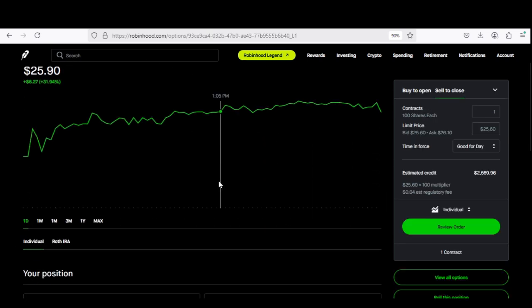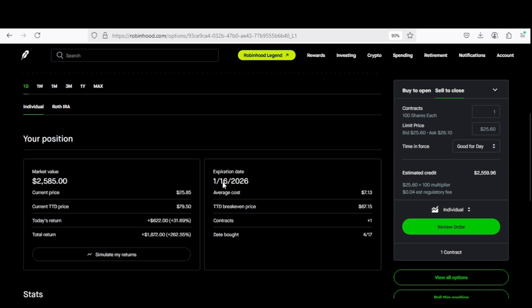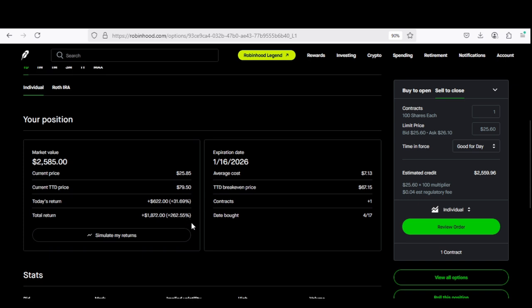Okay, so here we are on a long call I have in my portfolio. This is TTD, or The Trade Desk, and I'm going to show you guys where you want to close your trades. So currently you can see that I'm up around 262%, or $1,872. Now, you want to close these long calls when this percentage here goes anywhere above 75%.